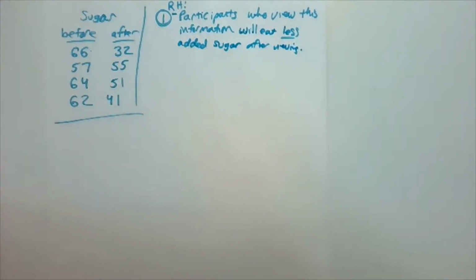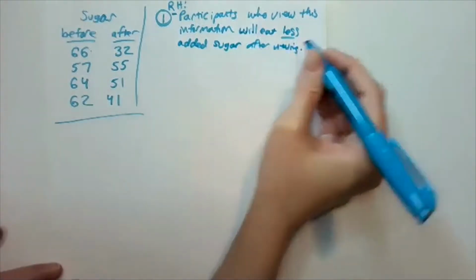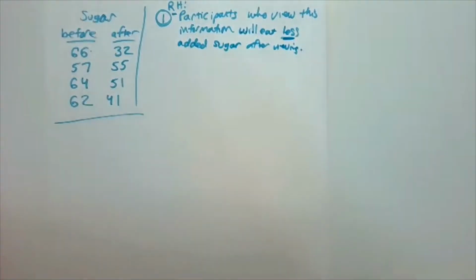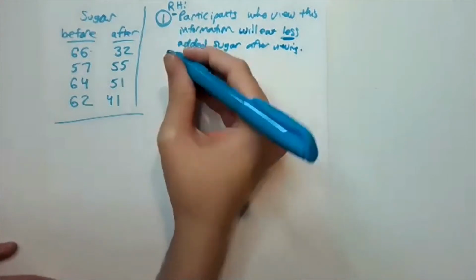We're going to pay attention to this word less, because we know we'll come back to that in step 3 when we have to determine our cutoff score, and we want to know whether we have a directional or a non-directional hypothesis. I'm just going to make this little underline here to remind me of that later.